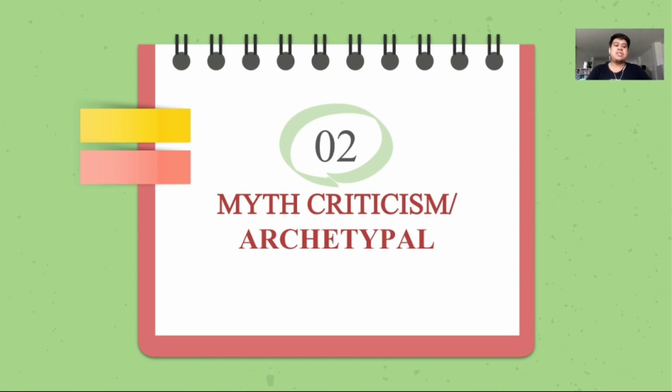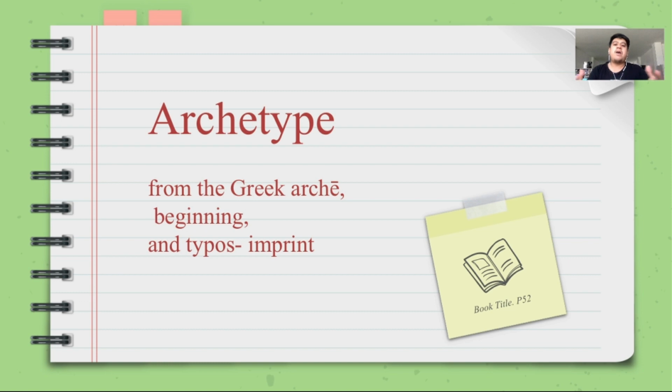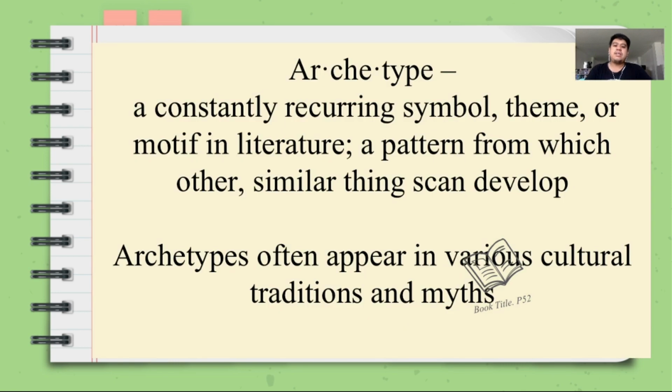We have the myth criticism or archetypal. So what is this myth criticism or archetypal? Let's first define what is archetype. Archetype came from the Greek words arche, which means beginning, and typos, imprint. Archetypes are the symbols which are recurring or always present in the different literary texts. It could be the theme or the motif in literature, a pattern from which other and similar things can develop.